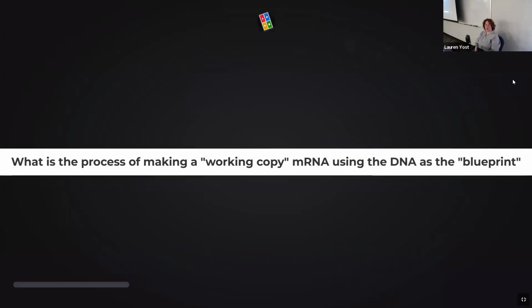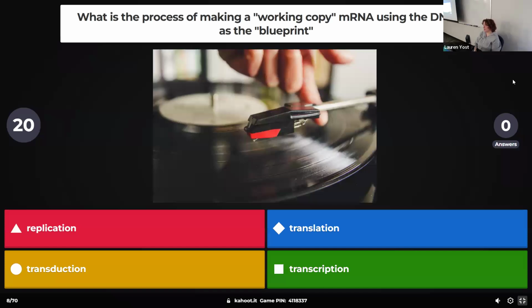Right. What is the process of making a working copy mRNA using DNA as the blueprint? DNA is our template, and now we're making an mRNA from it. What is that process called?